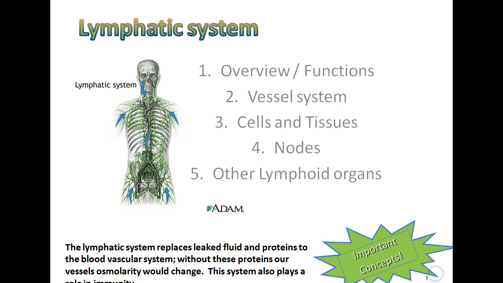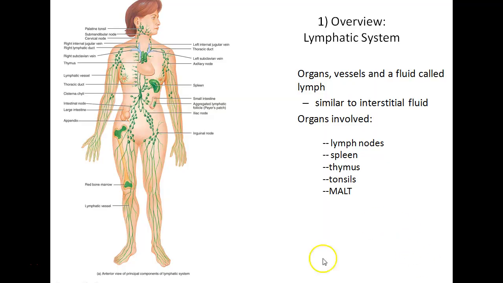So last section we talked about the cardiovascular system, the vessels, and how it brings fluid to tissues. Here we see how this lymphatic system can drain some of those fluids, and also it plays an important role in immunity. So we're going to talk about this vessel system, some important cells and tissues, and generally some important lymphoid organs.